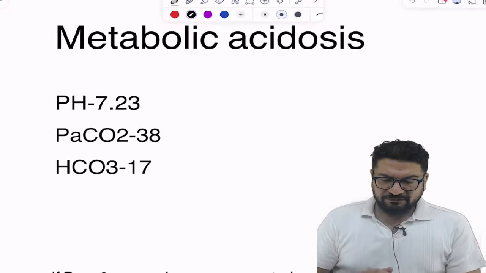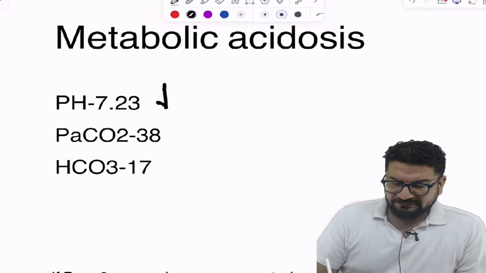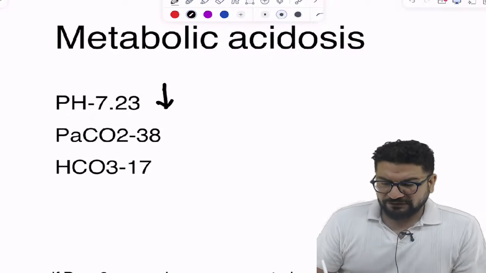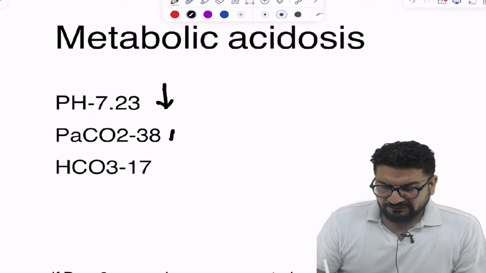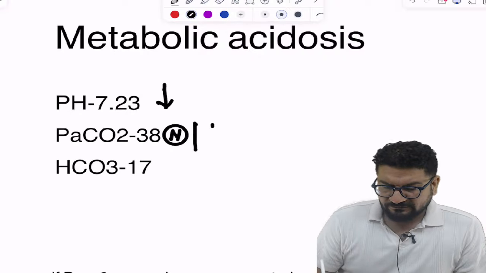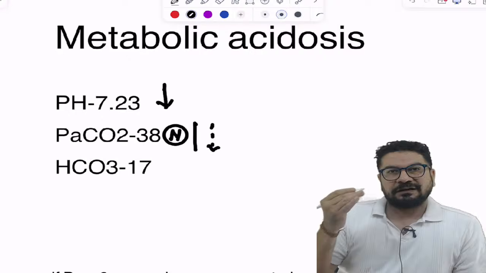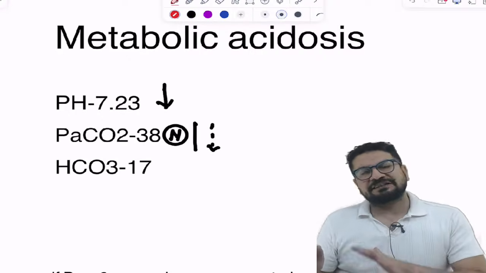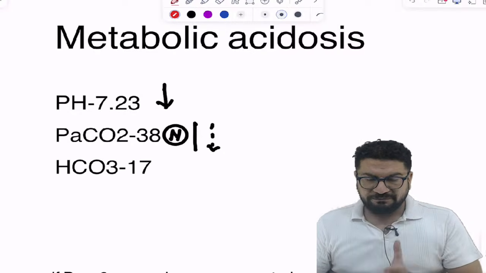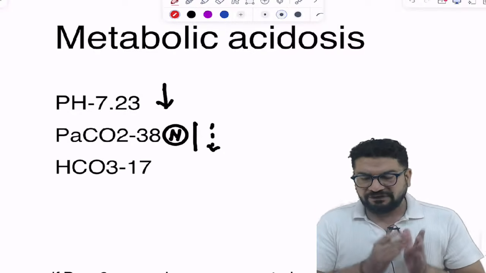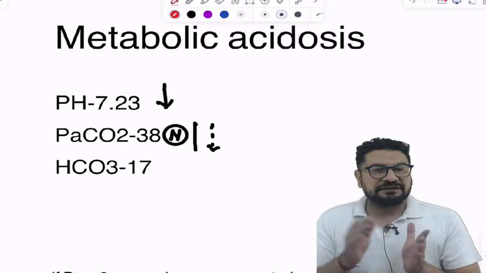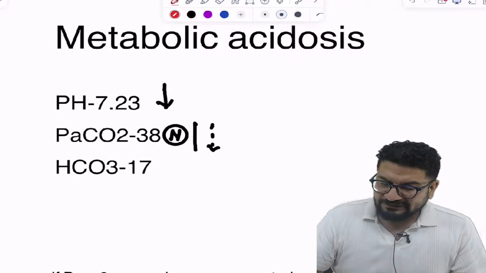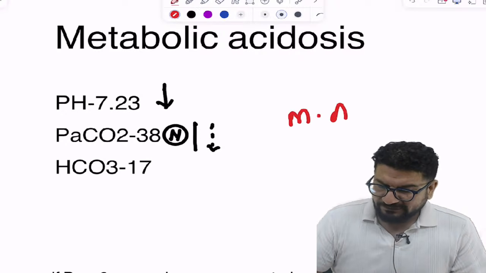Now let's see about metabolic acidosis. So pH is less, PCO2 35 to 45. So PCO2 is normal, or I can say it is towards the decreasing side. So you can see PCO2 is not increased, it means not a respiratory problem. You can see the compared dotted arrows, 38 is near 35, so it means towards the lower side. You can see the same direction. So what we call this? Metabolic acidosis.